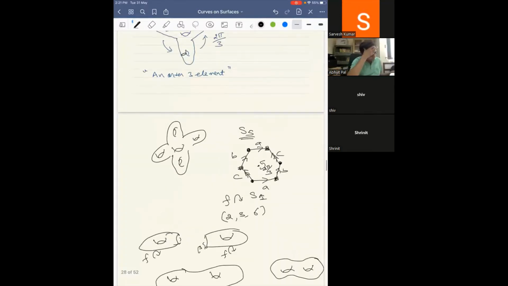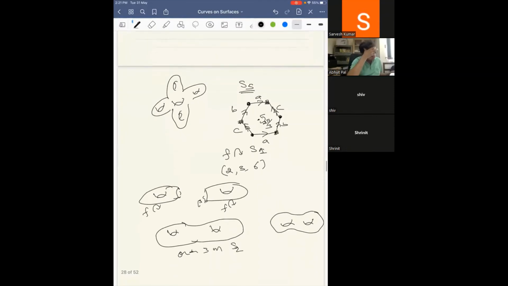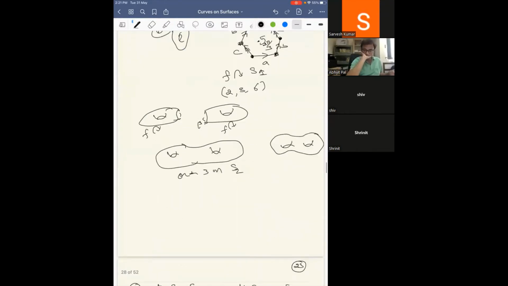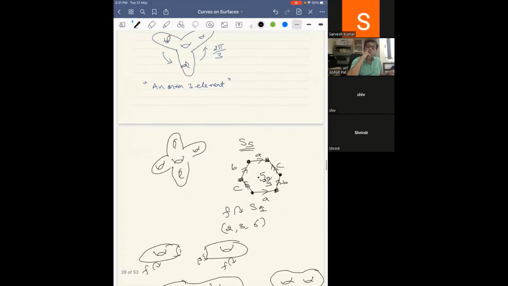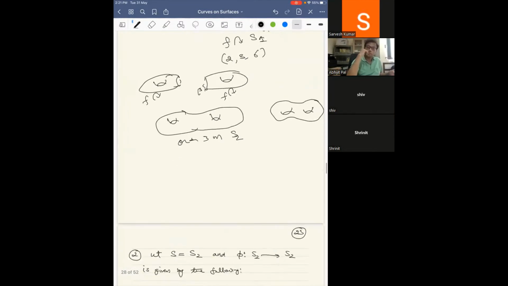So I hope I answered this, but we can discuss more about this in the tutorial session. Actually, I can give you a map precisely of how you encode this information. So we can do that.